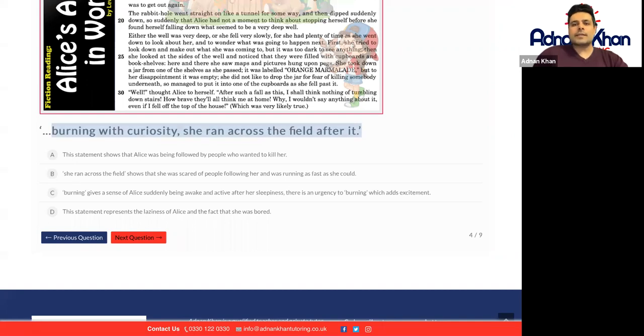Okay, so in this case, C will be the correct answer because burning gives a sense of Alice suddenly being awake and active after her sleepiness. There is an urgency to burning which adds excitement. Okay, it's all about curiosity and excitement.